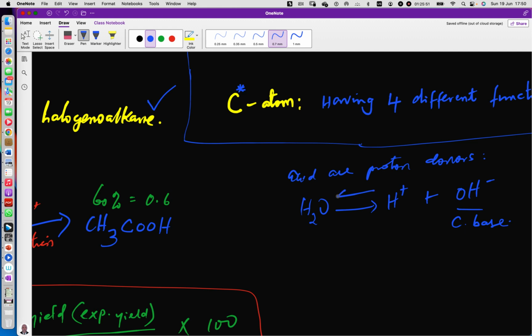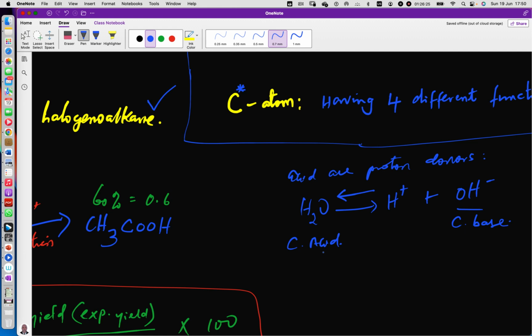This is a reversible reaction. This is the conjugate base, and this is what? This is the conjugate acid. I say it is that substance. The conjugate acid is that substance that is formed when the base has accepted a proton. If this is the base and the base has accepted a proton, then this is the conjugate acid.